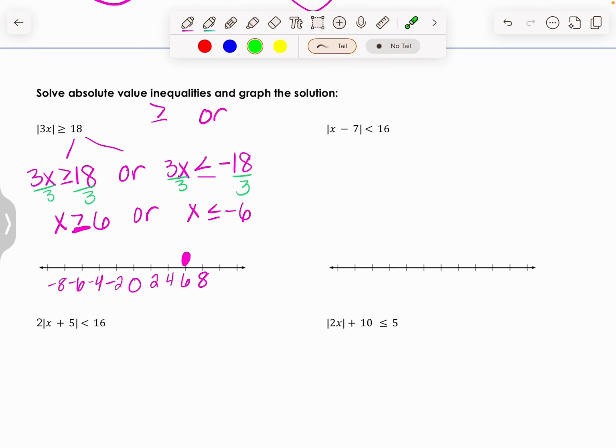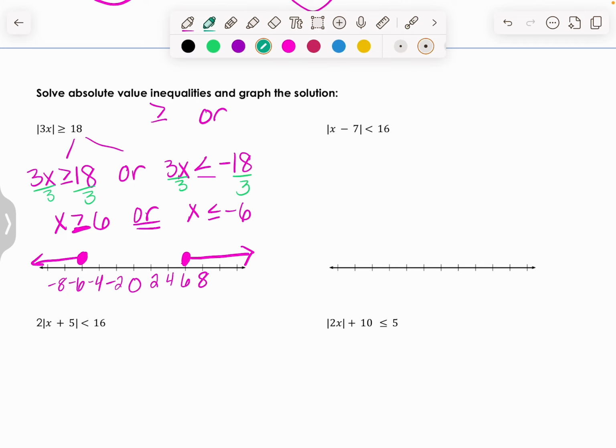And then we want to graph the x's that are greater than 6, which would be the 8, the 10, the 12, so to the right of positive 6. Or we want to graph x is less than or equal to negative 6. So we can go to negative 6. We're going to have a closed circle again. And less than is going to be to the left because negative 8 is less than negative 6.